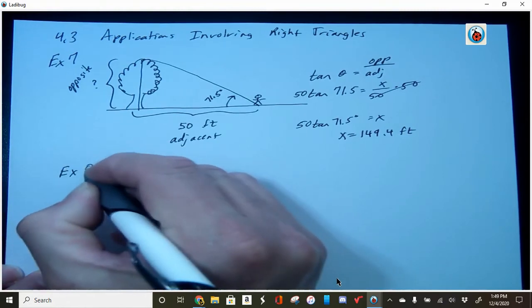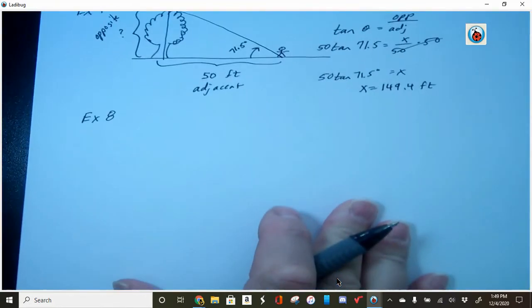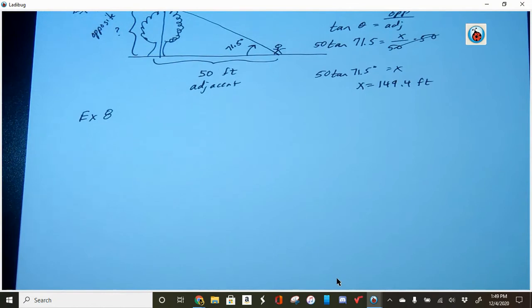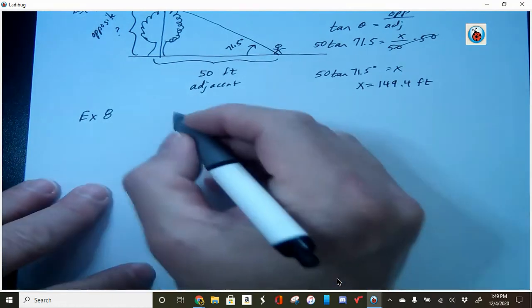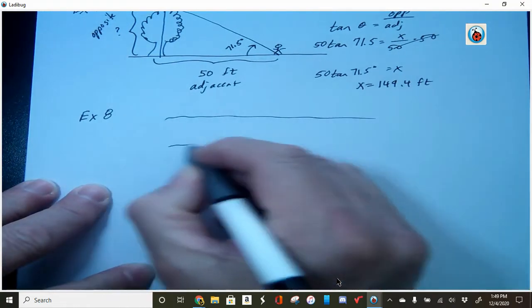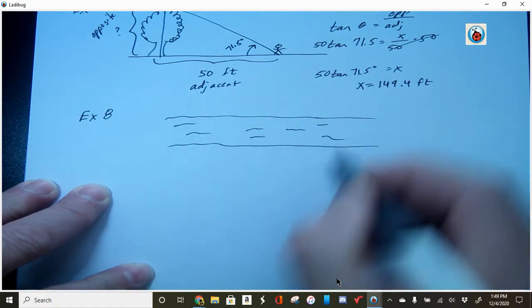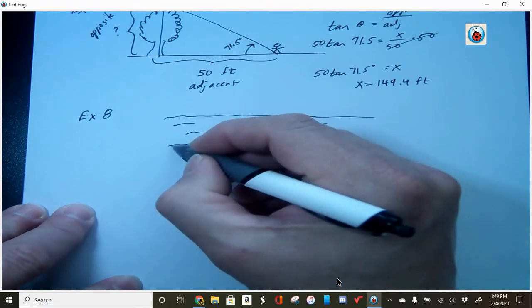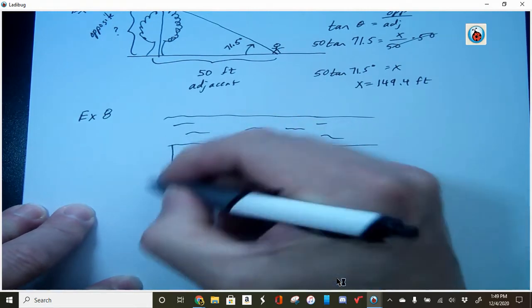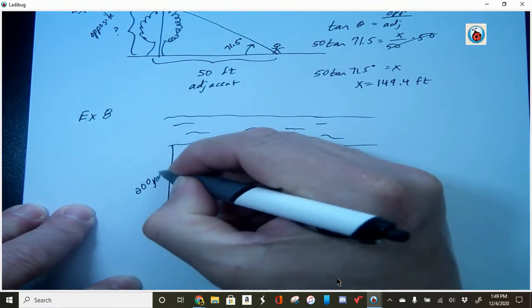Let's go to example number 8. All right, let me go ahead and read it to you. A person is standing 200 yards from a river. So let me just draw a river here. You've got little waves in the water, and a person is standing 200 yards from the river, so 200 yards away.